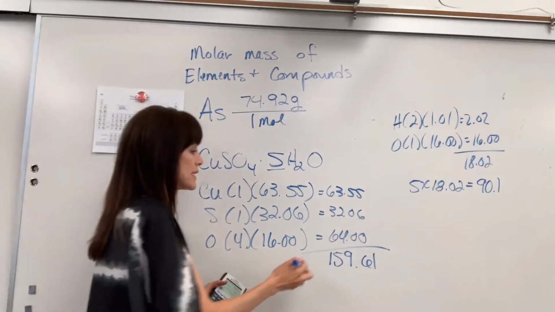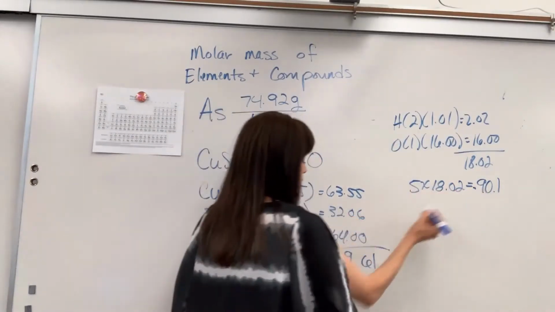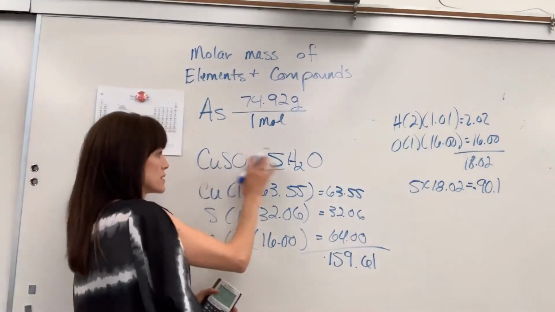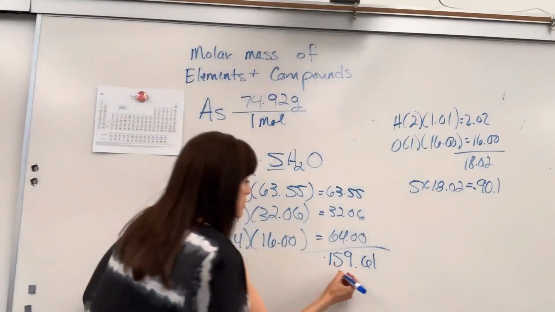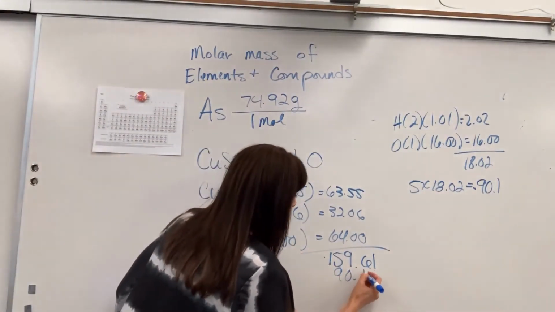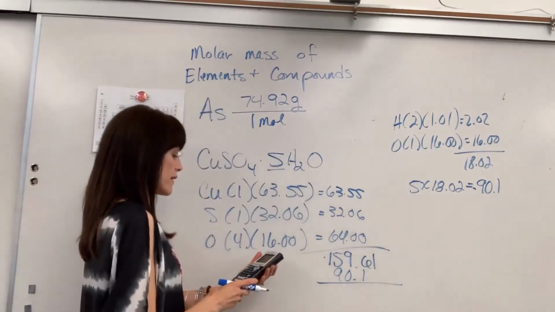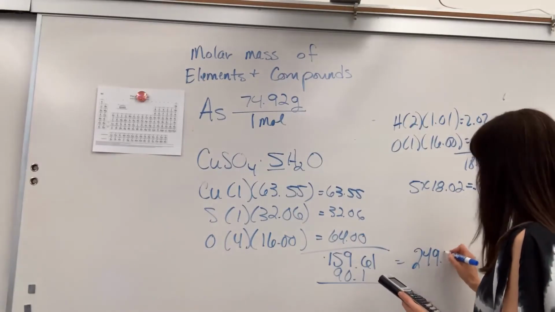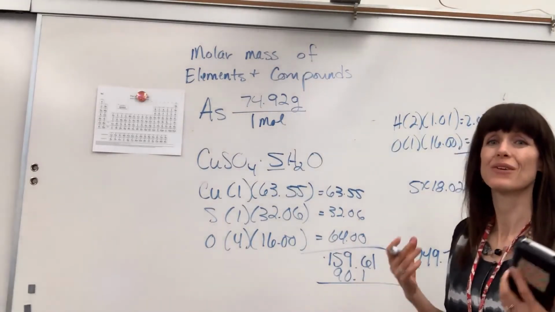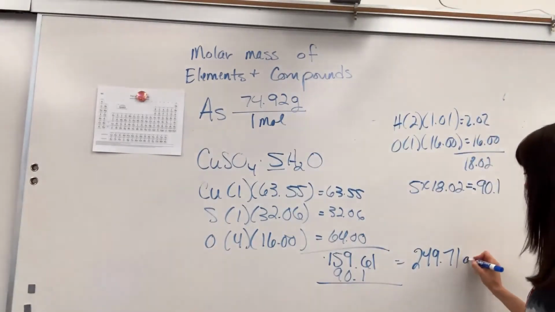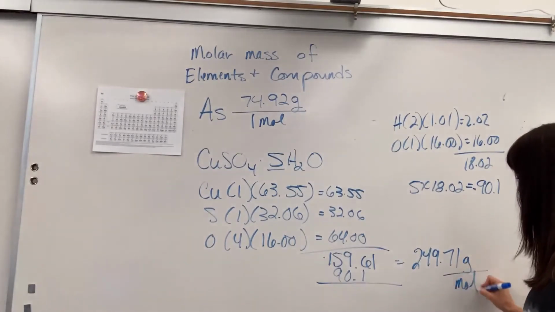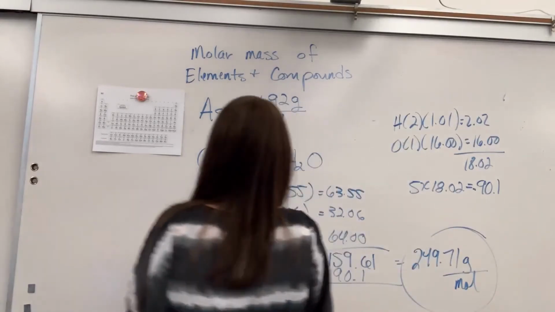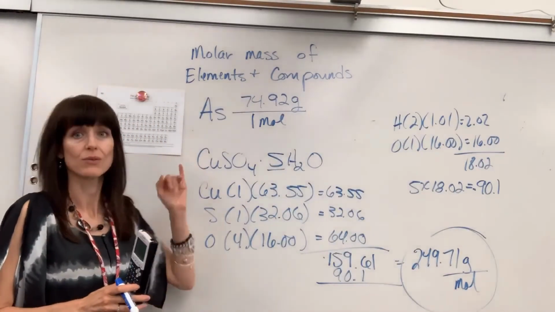Now all we have to do is add these 2 together. Add those 2 together, and we'll get the total molar mass for this hydrate. Okay, so we add the 90.1, and our final answer is 249.71, and you're thinking, what's the unit on this? Grams per mole. So 249.71 grams of copper sulfate pentahydrate when you have 1 mole.